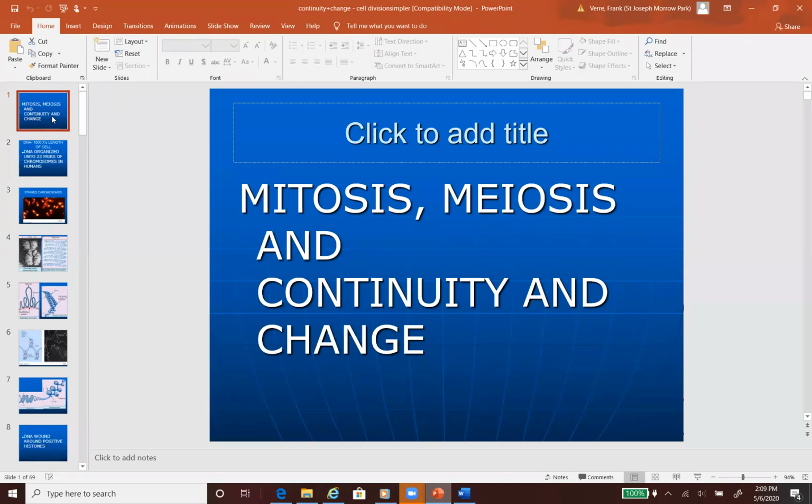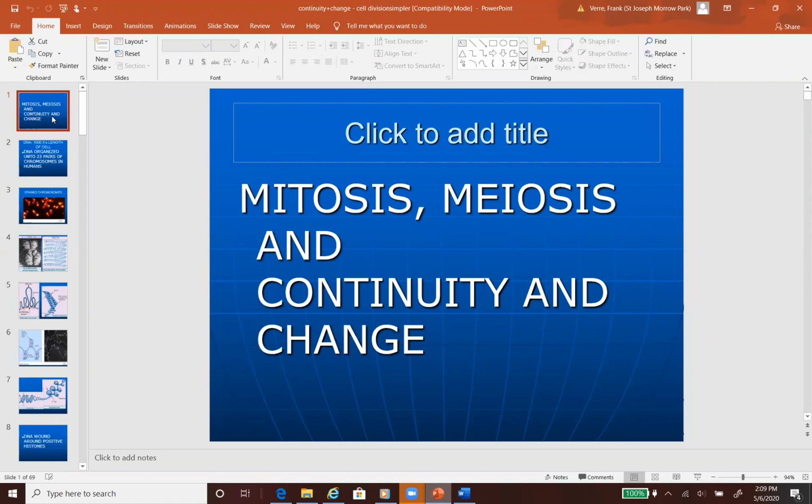So bacteria are going to reproduce a little bit differently because if you remember, bacteria don't have a nucleus, and that's actually going to affect the way cells divide. So we're going to talk about how cells divide in eukaryotic cells. Mitosis is what we're going to focus on. So here we go.